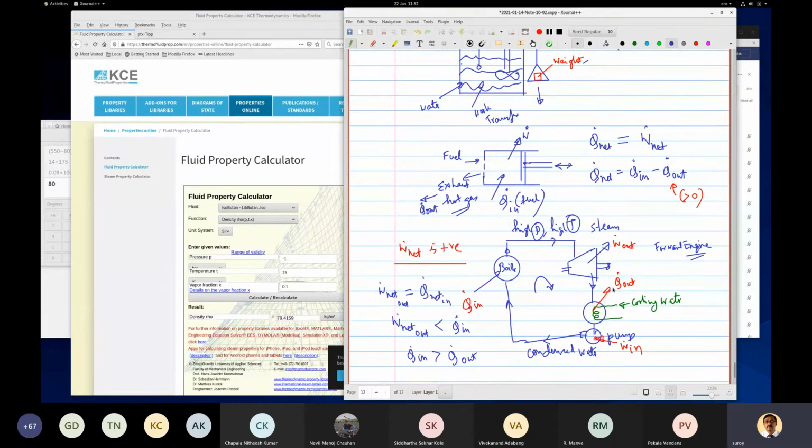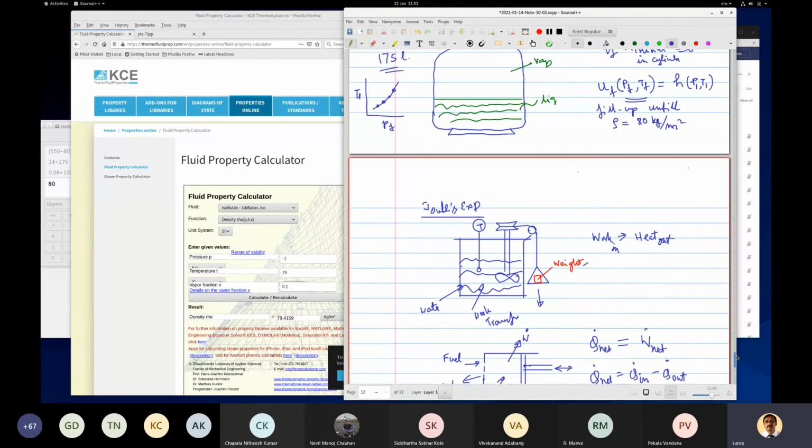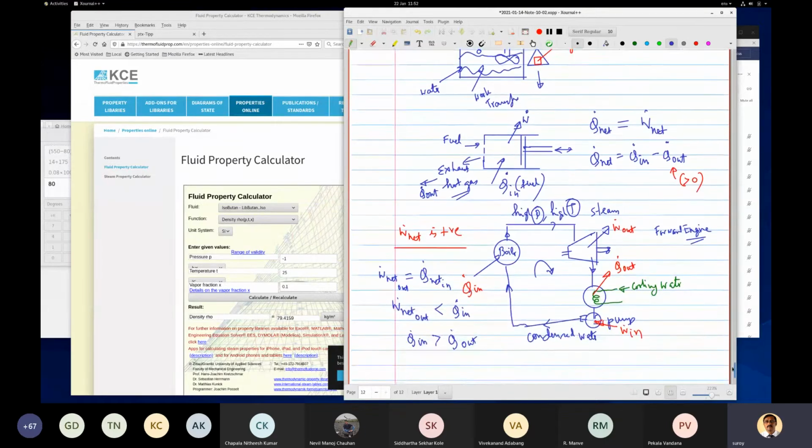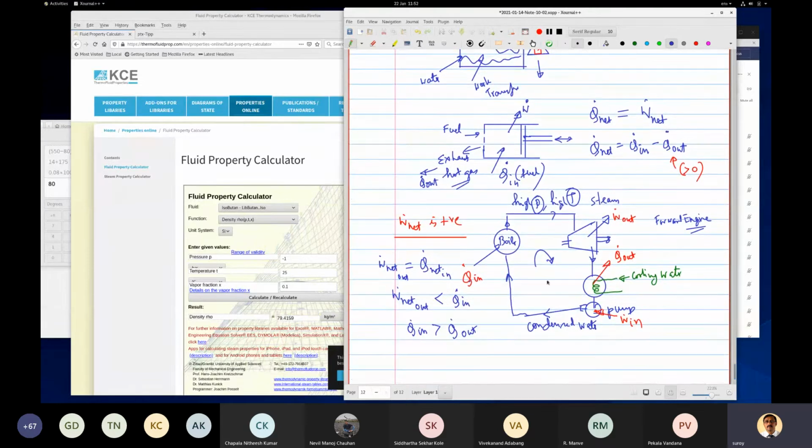You cannot design a work producing device, right? The previous one was a work consuming device. The Joule's experiment that was done, that was a work consuming device. Work consumed and heat out. That is possible, work consuming. But you cannot have a work producing device like an engine where you will have only Q in. You have to have Q out.